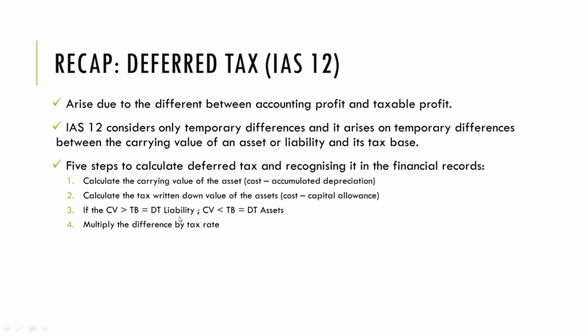Step number 4 is for you to find the difference. How much is the difference? CB minus TB, you get the difference and you have to multiply the difference with the tax rate. And lastly, you have to post the movement. If the question indicates an increase in deferred tax liability, then you have to debit deferred tax expense, credit deferred tax liability. So let's look into the questions.